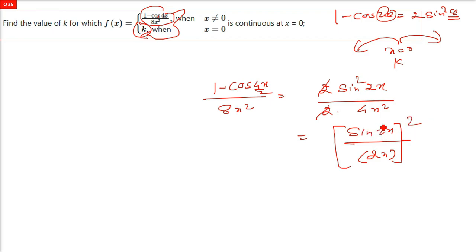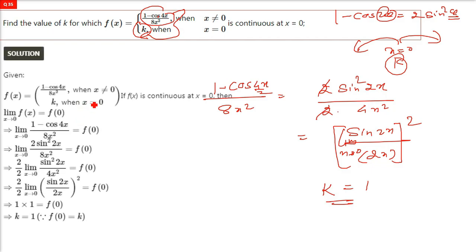Now you can apply the limit, x tends to 0. And since limit theta tends to 0 of sine theta by theta is 1, as we have seen in various questions, this is 1 square. And you have to equate it with the value of the function at x equals 0, which is k. So k equals 1. This is how you are going to write it while answering in your exam or in your classwork.